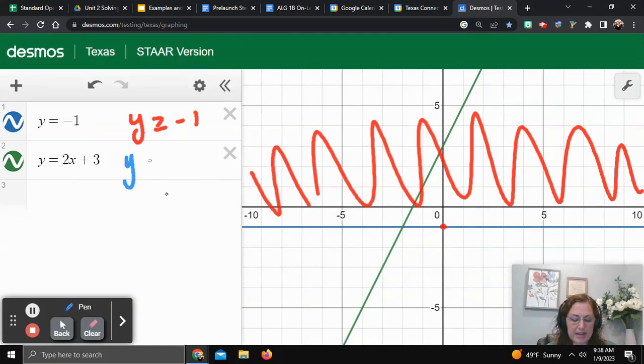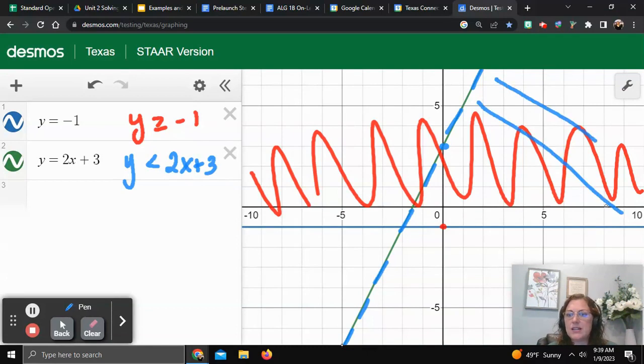This one was y is less than 2x + 3. Because it doesn't have an equal to underneath it, that line should not be solid. It should be dashed. So I'm going to do that dashed line here in blue. And because it's less than, I know I should shade below the y-intercept. So I'm shading this portion.